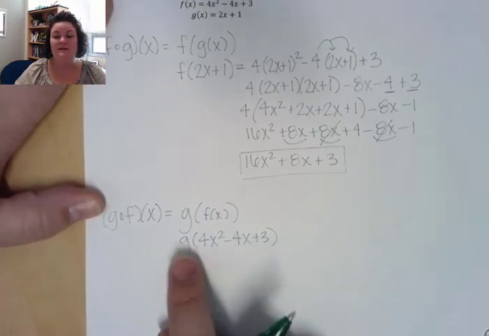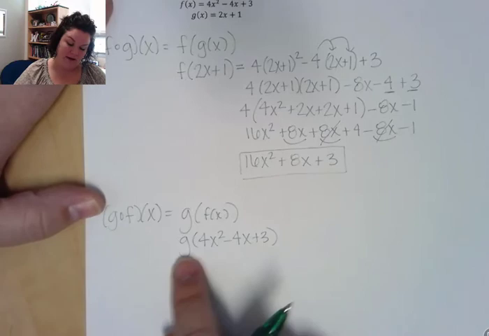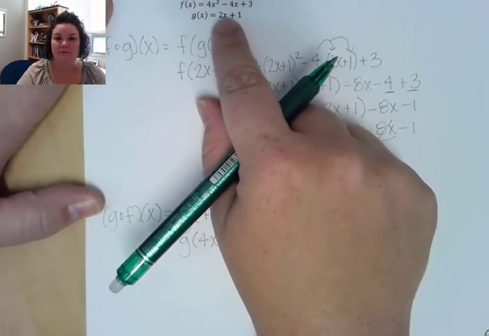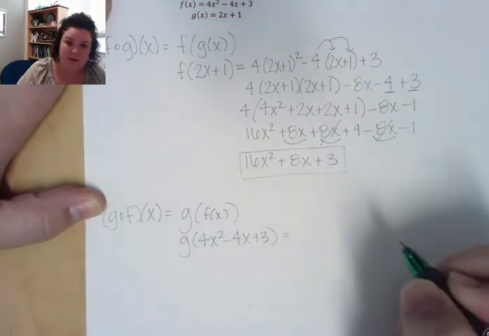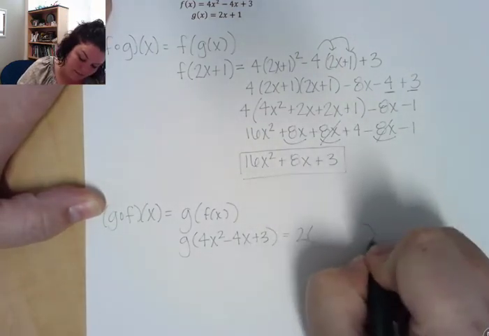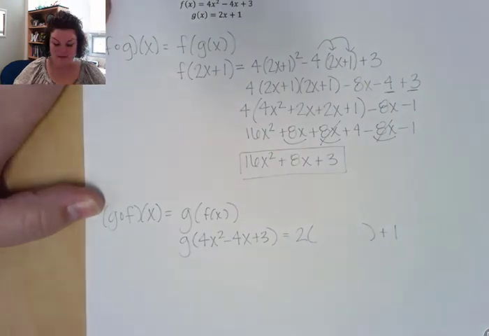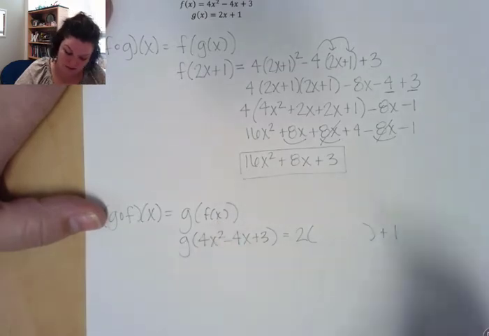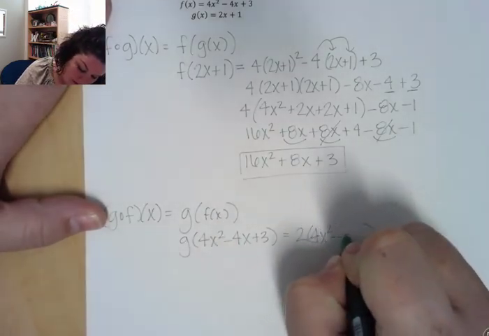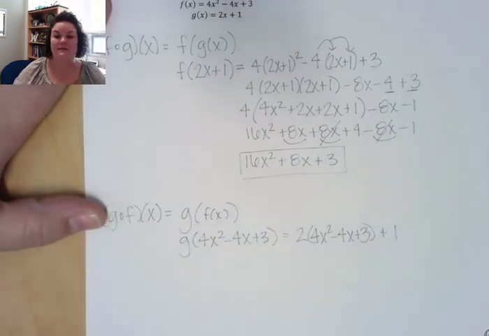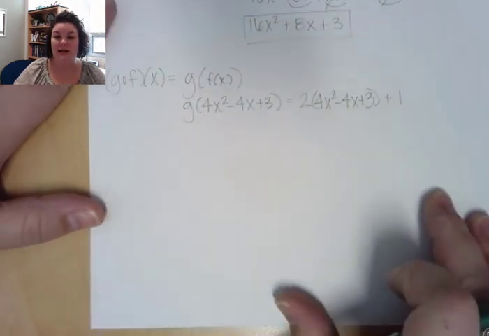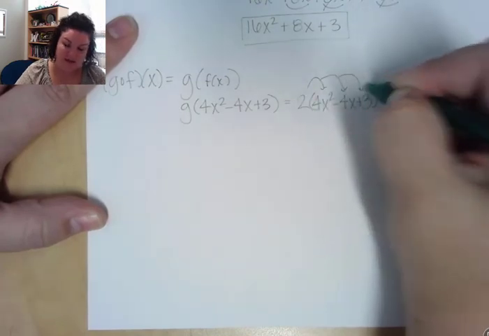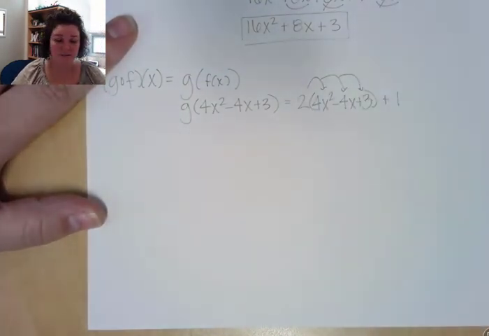So I need to know, what does my g function do? If I look up here at the top, my g function does 2 times my input plus 1. So I'm going to write it out with parentheses. 2 times my input plus 1. And then my input is whatever's in my parentheses over here, which is the huge ugly, right? So I have 4x squared minus 4x plus 3 as my input into that function. And now I just need to simplify. So I'm going to distribute this 2 to everything and then see if I have any like terms that I can combine.